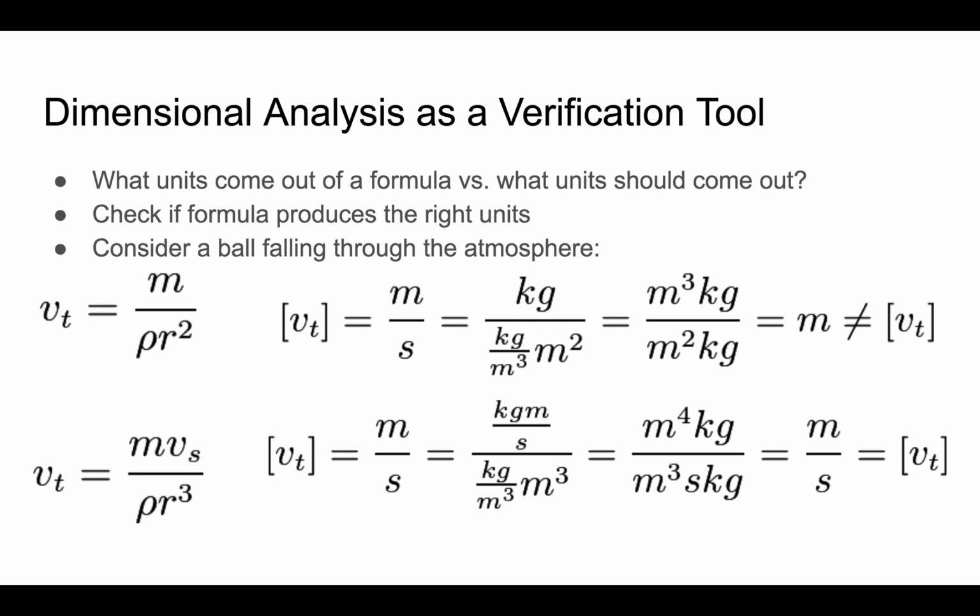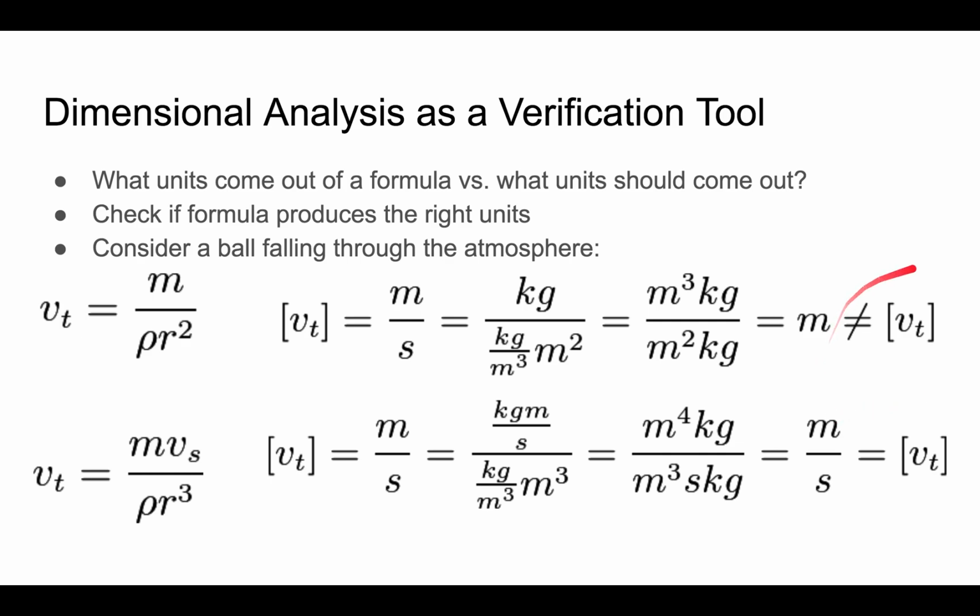So I'm going to go back to our example from last lecture with a ball falling through the atmosphere, and we're trying to find its terminal velocity. These are two random formulas I've made up. Neither of them are correct, but we're going to try and use dimensional analysis to look at them. So the first formula, this row over here, is terminal velocity is equal to the mass of the ball m over rho, the density of air, times the radius of the ball squared.